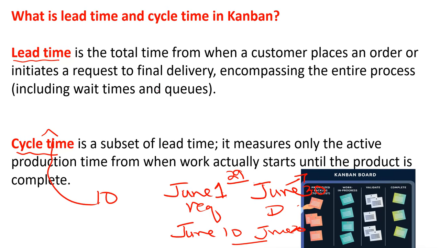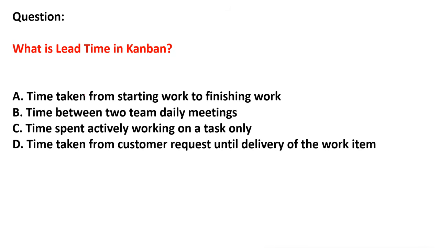If you read exactly, I have written the same thing. Lead time is the total time from when the customer places an order or initiates a request, to final delivery. And cycle time is a subset of the lead time. It measures only the active production time from when work actually starts. I hope the difference is clear between the lead time and the cycle time. But keep in mind that lead time is greater than cycle time.